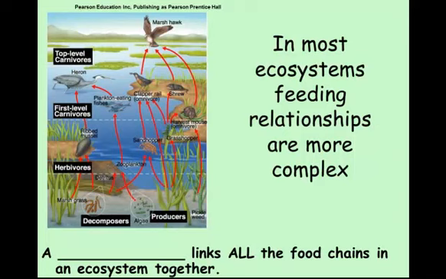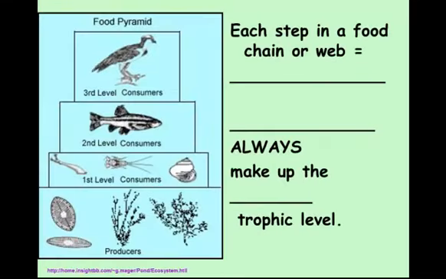So notice you have a lot more complicated interactions. And so linking all our food chains together makes what's called a food web. And there are some pretty complex interactions between organisms in an ecosystem as things eat each other. Each step in the food web or chain is called a trophic level. So if we talk about those primary consumers, secondary consumers, or we call them first and second level consumers, each of those levels is called a trophic level.